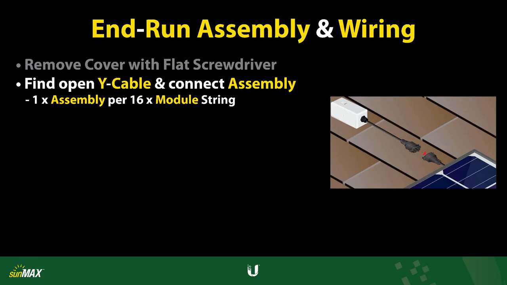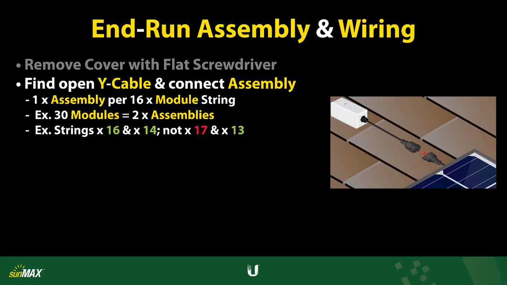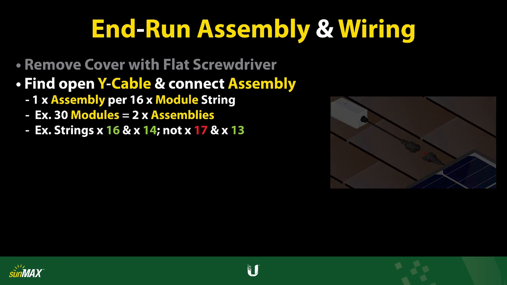Note that a single end run assembly can only be used for a maximum of 16 modules. For example, an array of 30 modules would have 2 assemblies minimum, and strings of, say, 16 and 14 modules respectively, but not 17 and 13 modules, since this would exceed the 16 module per string maximum.